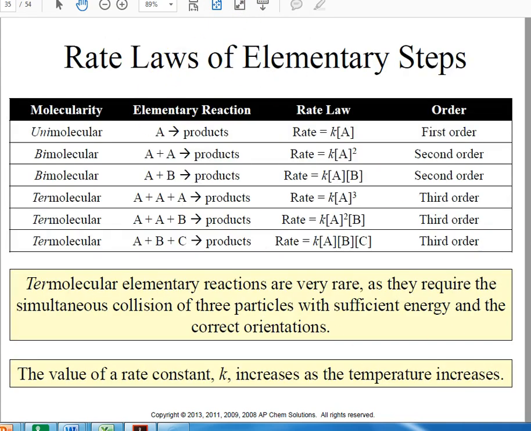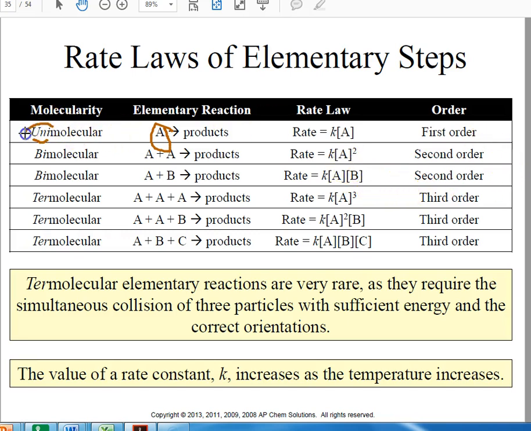Here's some examples of some elementary steps and the rate laws that would go with them. Again, these are elementary steps, not overall reactions. So if you have a unimolecular, that's a single molecule like A, in your elementary step, then your rate law is just rate equals k[A] to the first. If you have a bimolecular where they're both the same molecule colliding, rate equals k[A] squared. If you have bimolecular with two different molecules, rate equals k times the concentration of both those molecules.